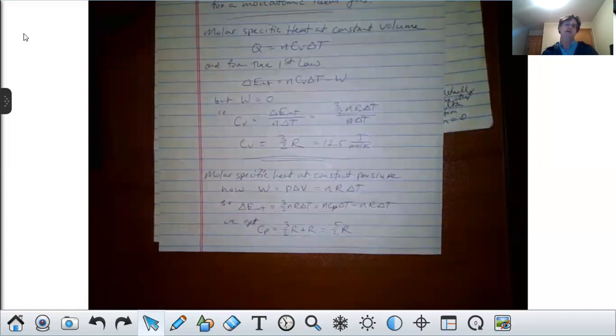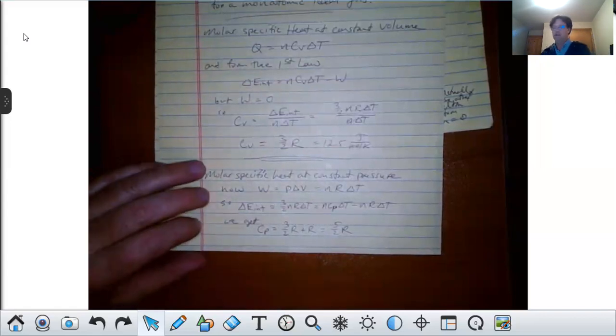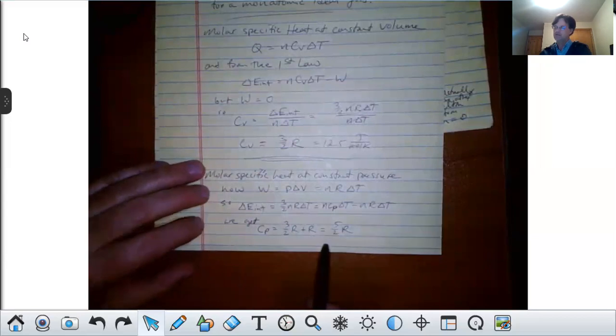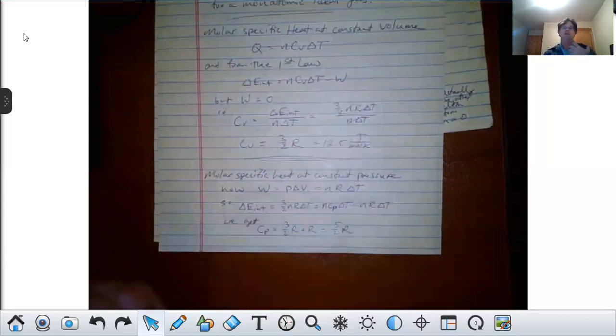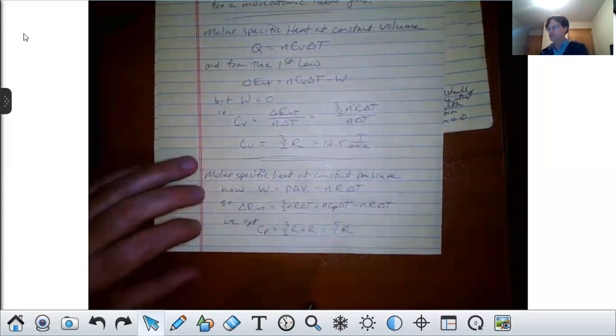And this makes some sense because you've got to add more heat if you're expanding the gas and increasing the temperature. So the specific heat's going to be bigger in that particular case. As far as the problems go, you may use either one of these depending on whether it's a constant volume or a constant pressure process.